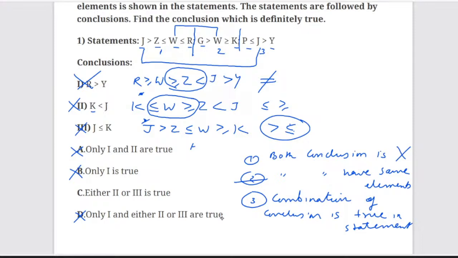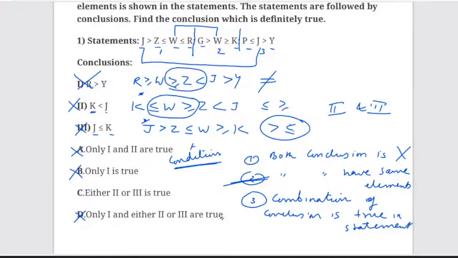So, we are talking about conclusion number second and third. Both conclusions have same element. Yes, second and third, K, J, and J, K both have the same element. So, second condition is true. These are the conditions. Note it down. Then, first condition is both conclusions are wrong.